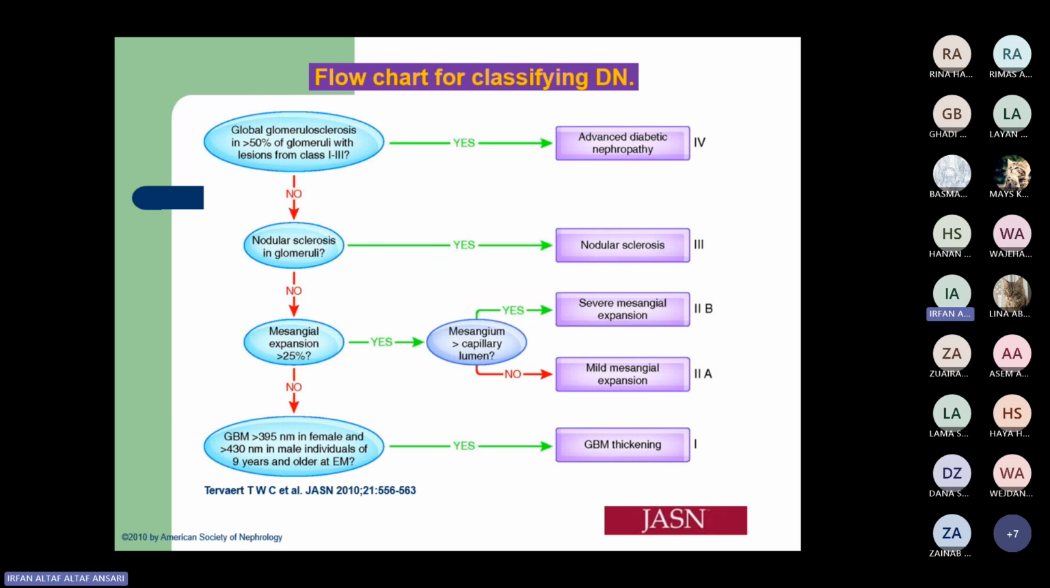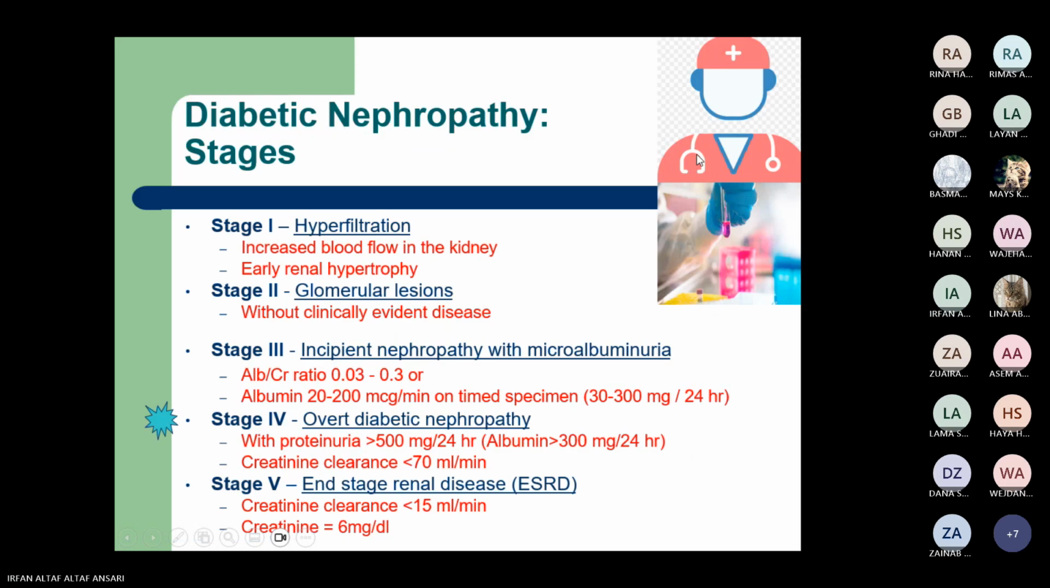Global glomerulosclerosis in 50% of the glomeruli with lesion from class 1 to 3, yes, you have advanced diabetic nephropathy, class 4. Nodular glomerulosclerosis, yes, you have nodular sclerosis, class 3. Mesangial expansion more than 25%, severe, class 2B. Mild mesangial expansion, class 2A. Just find glomerular basement membrane thickening, yes, it is class 1. Sorry, this is not the stage, these are the classes. Class 1, class 2A, class 2B, class 3, class 4. And these are the stages.